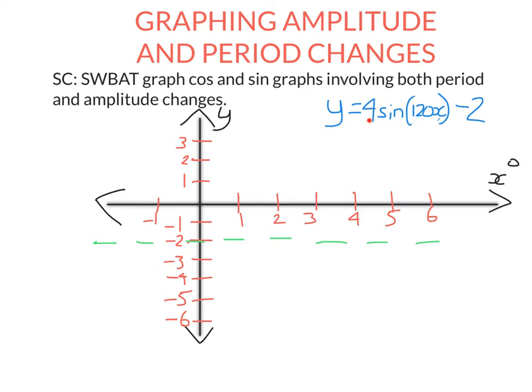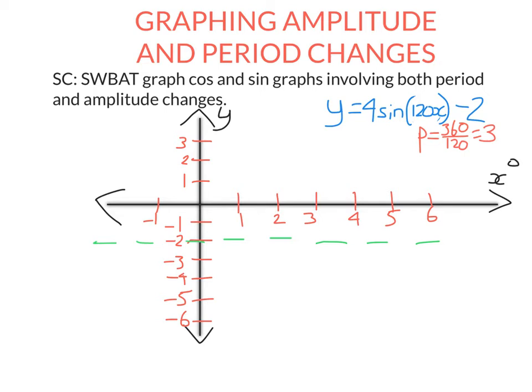Second transformation, we have changed the amplitude to 4. So it's going to go up to 2 and down to minus 6. And the third transformation, we've changed the period. So if we have 120 in front of the x, that means the period is 360 divided by that number. The period here is 3. The cycle is going to repeat every time we go across 3 on the x-axis. Okay, so let's start graphing it.